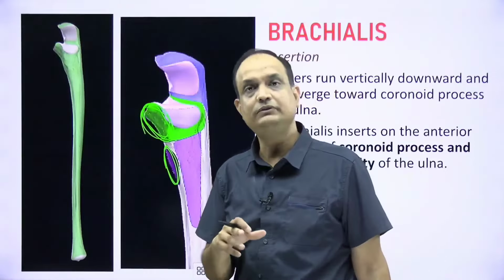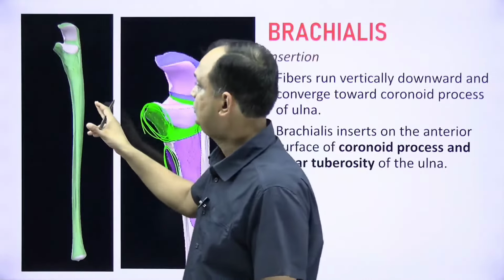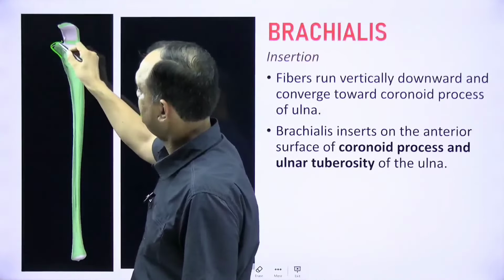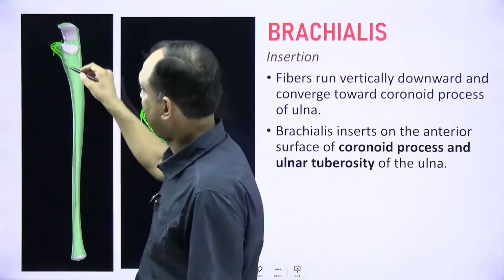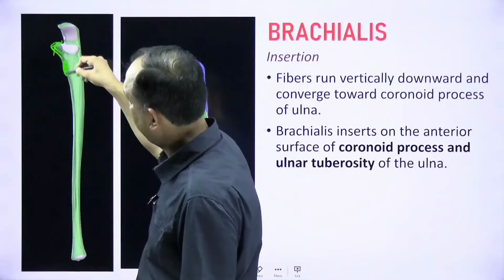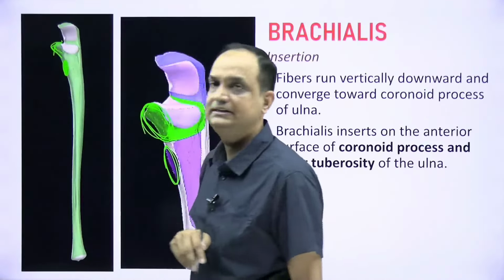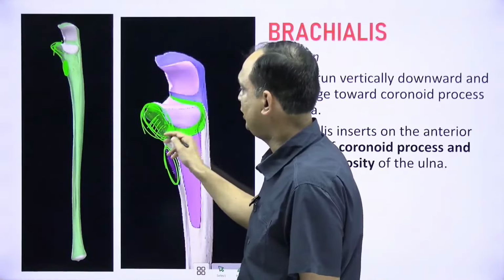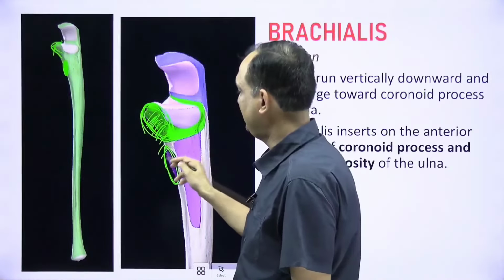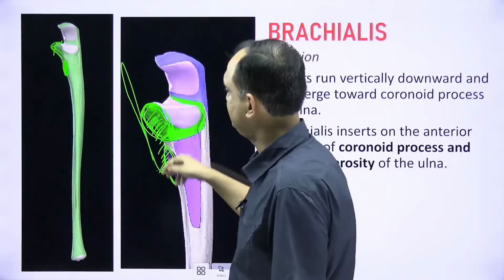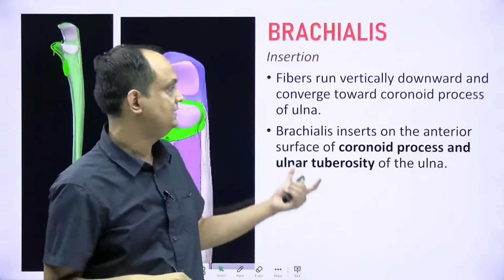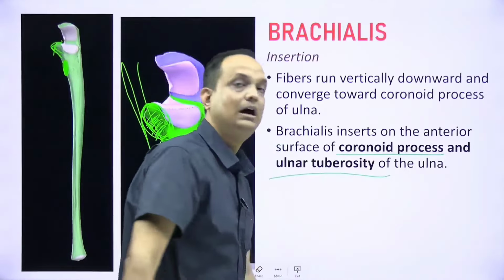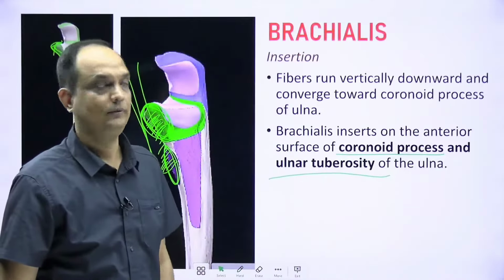So, once you have the ulna in your hand, you should first keep in mind that there is a small projection, known as the coronoid process, and below that you have a roughness, which is known as the ulnar tuberosity. So, on the anterior surface of the coronoid process and ulnar tuberosity, you have the insertion of your brachialis muscle. So, brachialis muscle inserts on the coronoid process and ulnar tuberosity of the ulna.